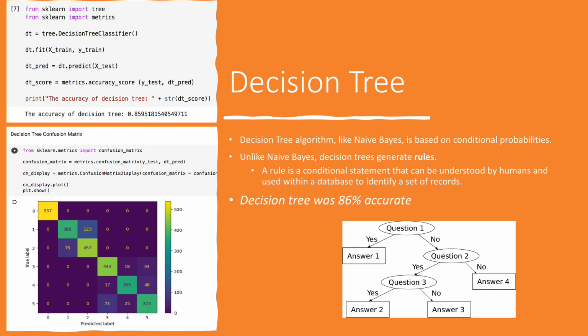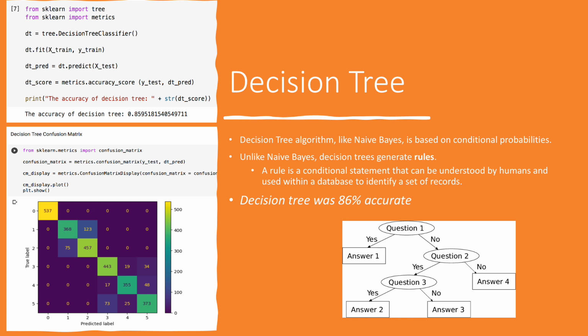Next, we'll take a look at our decision tree classifier. A decision tree classifier, like naive Bayes, is based on conditional probabilities, but unlike naive Bayes, it generates rules. And a rule is a conditional statement that can be understood by humans and used within the database to identify a set of records. The decision tree classifier was 86% accurate, and down below you can see a very simple diagram of how a decision tree classifier works.